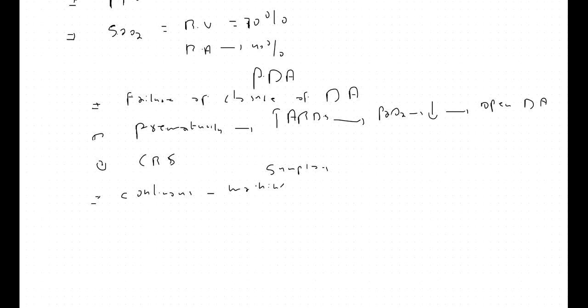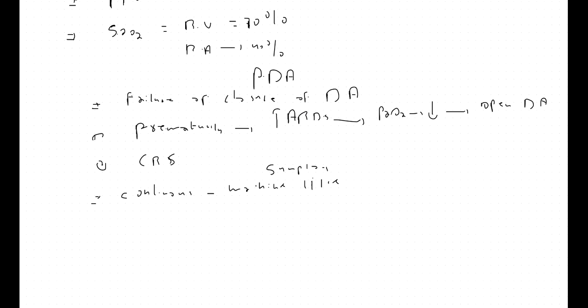And how do you treat the PDA? Anybody who wants to tell? We give indomethacin. Very good. We give indomethacin to reduce the prostaglandin. Exactly, that is one. And second, we will give supplemental oxygen, because oxygen will close your ductus arteriosus. So that will be the treatment for the PDA.